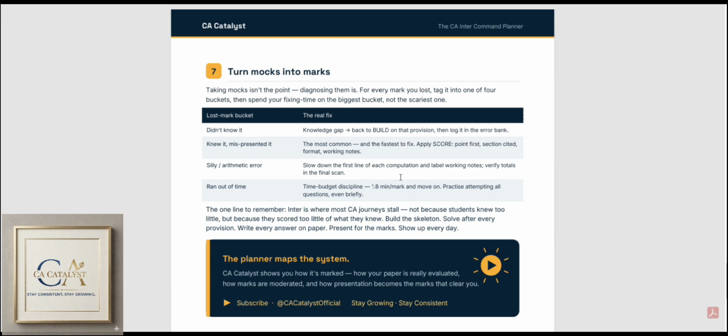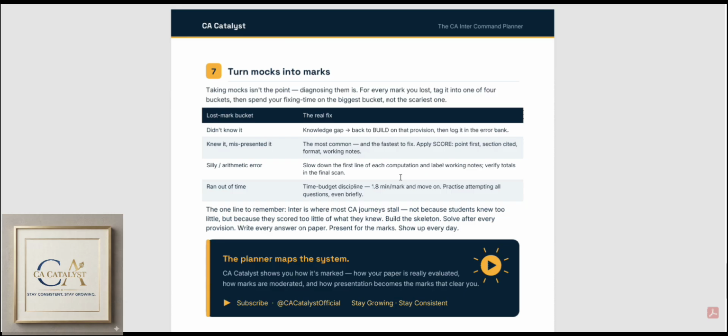Sometimes the issue is that you know the concept but misinterpreted it. This doesn't apply, something else applies. This is very common and will always happen. The fastest way to fix it is to apply the score: understand what the point is, what the section is, what the format is, what the working note is, and learn in this format. This method of studying will help you interpret each section in the right manner. Then you will understand instead of misinterpreting it.